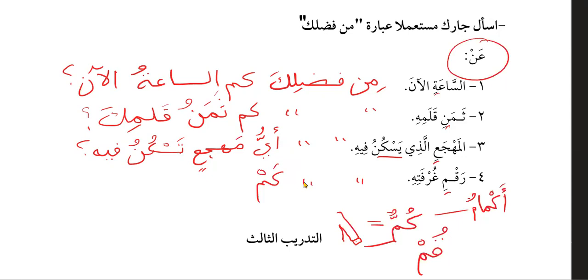طيب, so it's من فضلك كم رقم غرفتك. What's the number of your room? كم رقم غرفتك. نعم. So it'd be من فضلك كم الساعة الآن. من فضلك كم ثمن قلمك. من فضلك أي مهجع تسكن فيه. And then من فضلك كم رقم غرفتك.